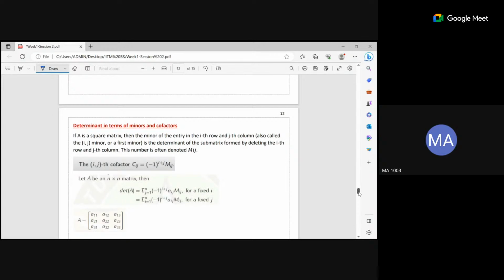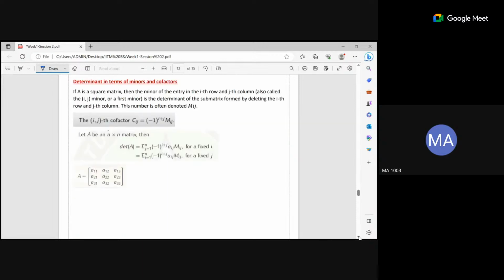Okay. So determinants in terms of minors and cofactors. These are just some terms we are learning. It's not anything new. You have already seen how to calculate determinants. Now we are just giving some names for the notations we have used so far. That's all. So first I will start with what is a minor.